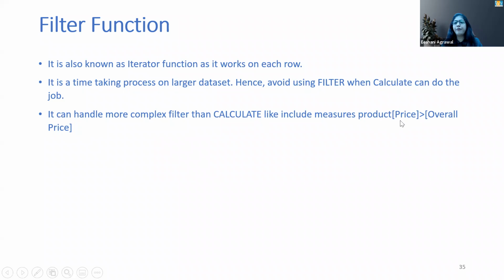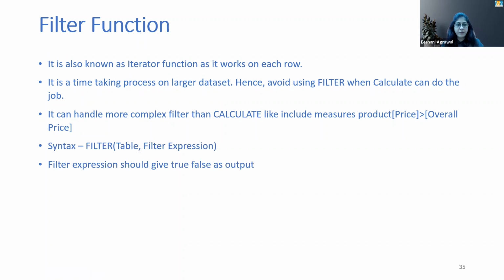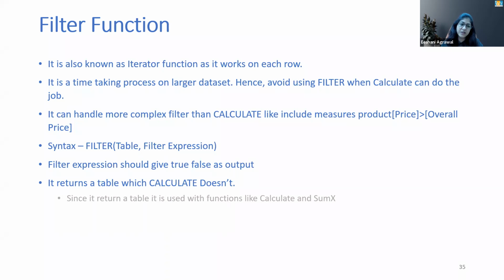For example, when the product price is greater than the overall price, whatever the overall price is, again overall price is nothing but a measure that we have. The syntax is: the table on which you want to do the filter, and the filter expression. The filter expression should give you true or false as an output. It returns a table, and calculate does not return a table. Since it returns a table, it has to be used inside functions like calculate or sumx to give us a useful output.